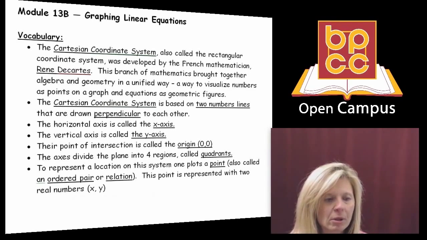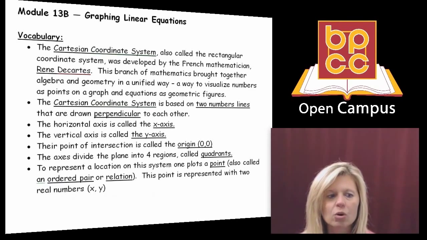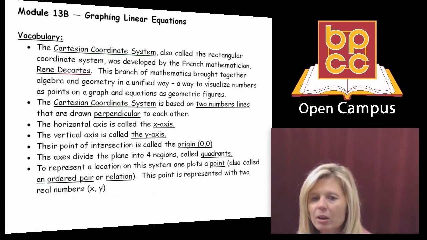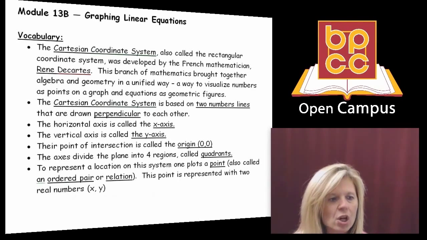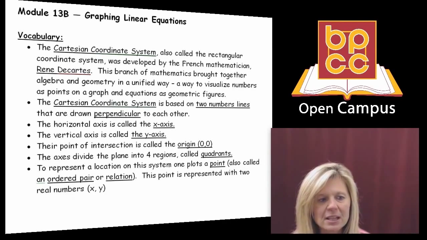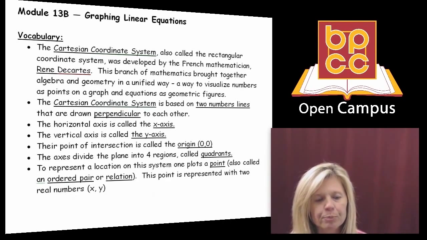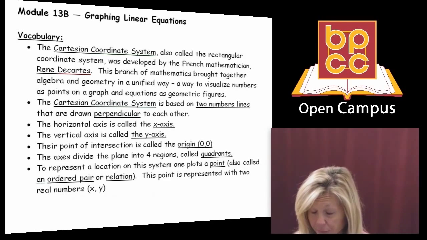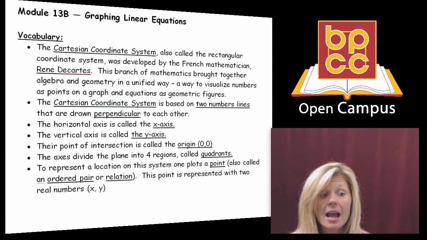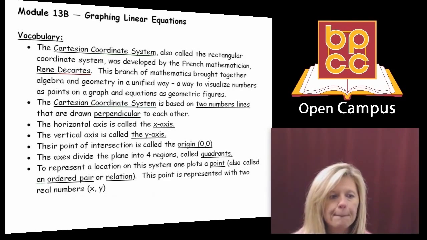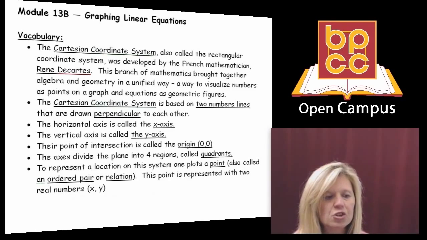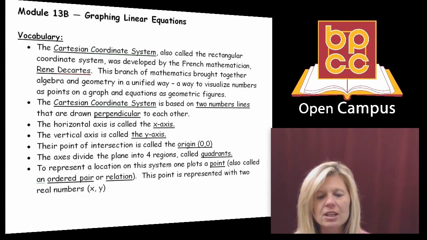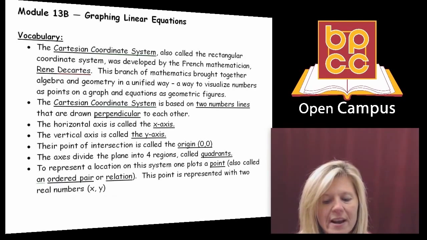And we know the number line that goes across left to right is called the x-axis, and the number line that goes up and down is called the y-axis. We also know where those two number lines meet in the center is called the origin. We then know that when you take those two number lines and you intersect them, they make four boxes or four quadrants. And basically our job on this system is to plot points. And a point is called an ordered pair because it has two values. It has an x value and y value.